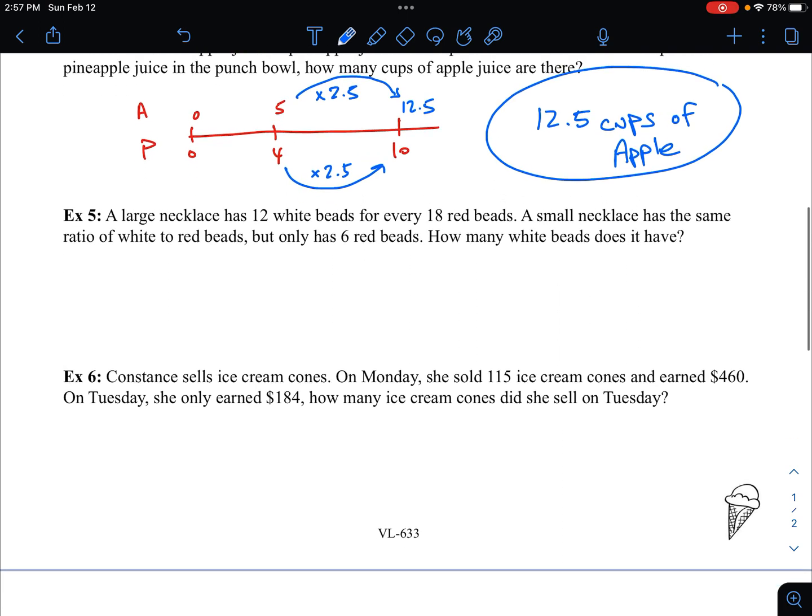So that was a weird one, and that's where you're going to use your knowledge of proportions to know, okay, well, I can use division to figure out 4 times what equals 10. Let's try 2 more problems.